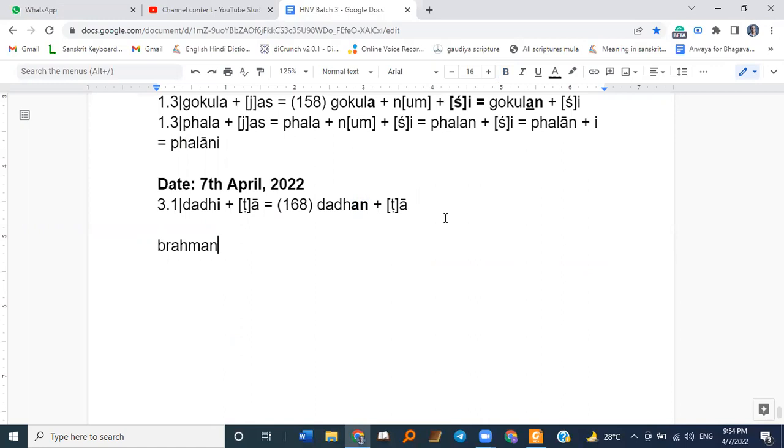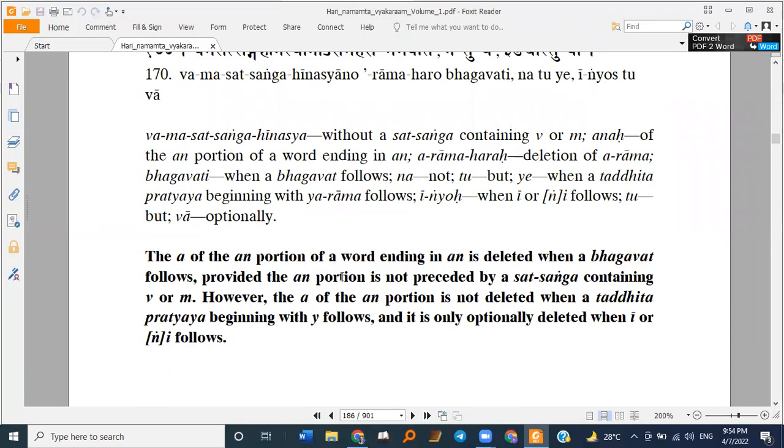In Brahman, we have this An, but here the An is preceded by a Satsanga which has Ma Rama in it. That's prohibited, so in this case we can't delete this A Rama. So, provided the An portion is not preceded by a Satsanga containing either Va or Ma Ramas. However, the A of the An portion is not deleted when a tadhita pratyaya beginning with ya follows, and it is only optionally deleted when e or ni follows. The tadhita one we will see ahead.